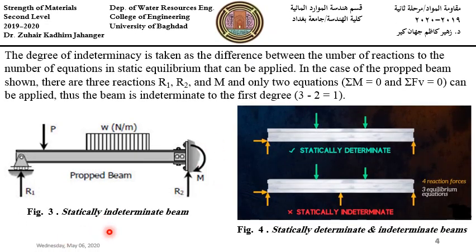More examples of statically indeterminate beams, like the prop beam. Here we have reactions R1, R2, and a moment, and only two equations available, summation of moment and summation of Fy, can be used. Thus, the beam is indeterminate to the first degree. More examples of statically determinate and statically indeterminate beams are shown in figure 4.